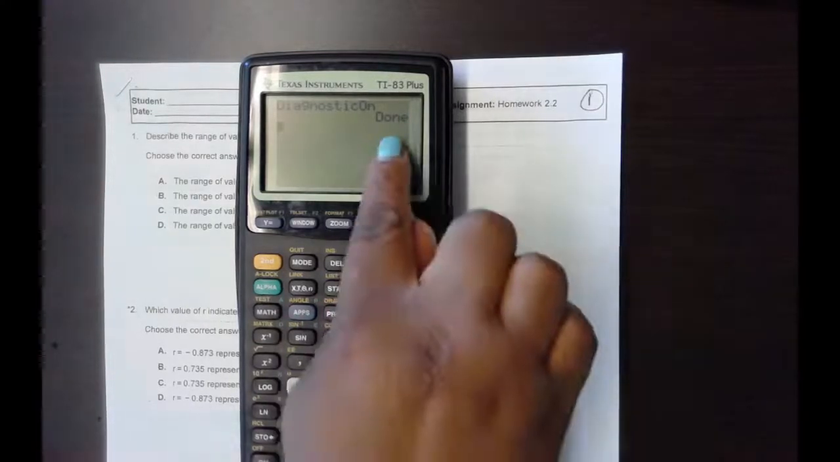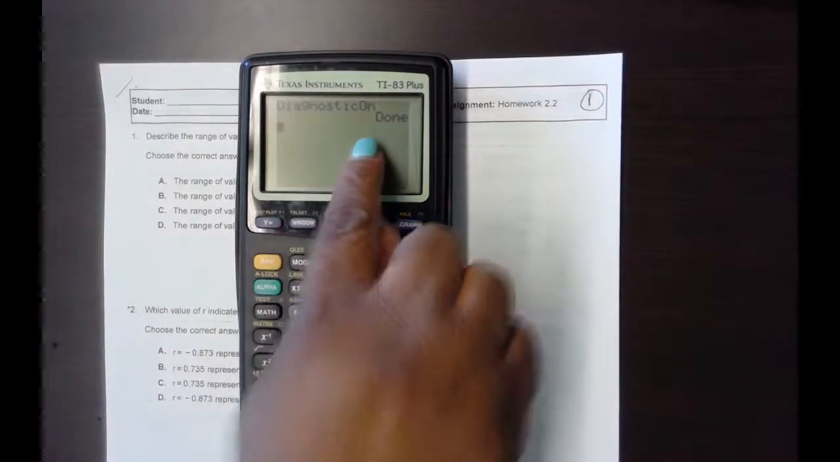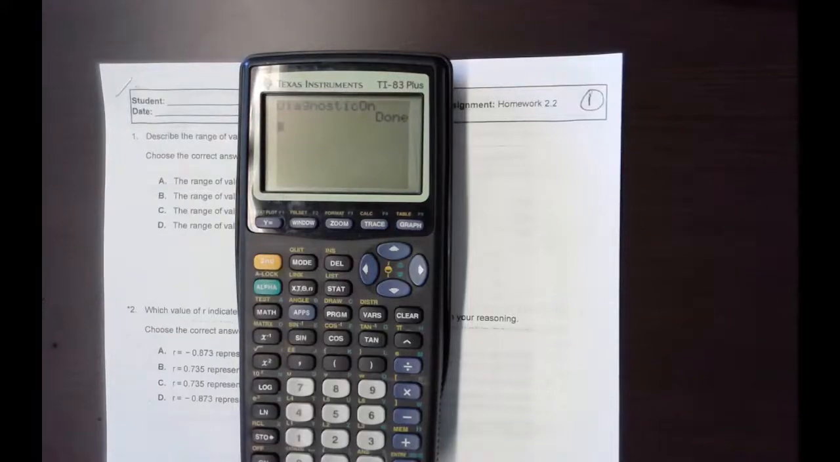And now that's done. Now, why is this important? We're going to see later as we find what's called the correlation coefficient. If this were not on, you wouldn't see the answers that we're looking for in the lesson show up on your calculator. And so that's how we make sure that that feature is existing in our calculator.